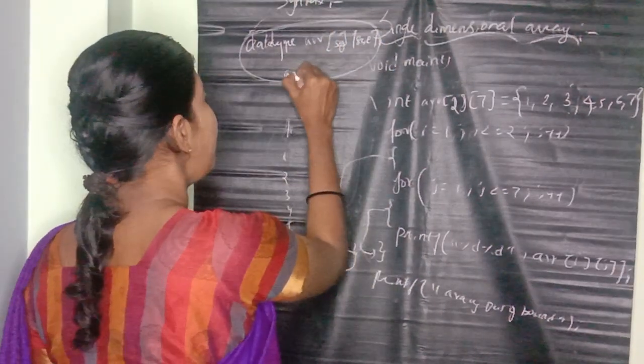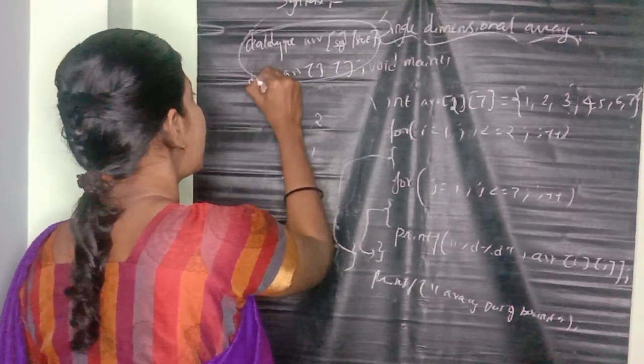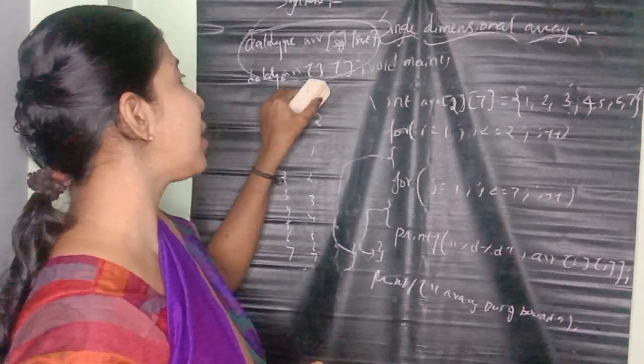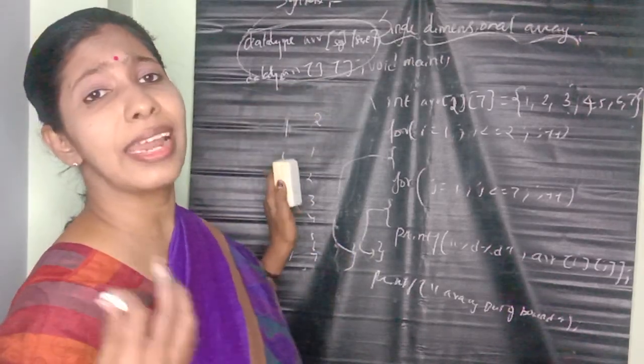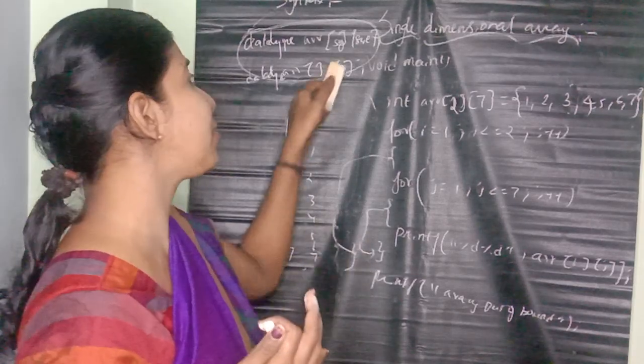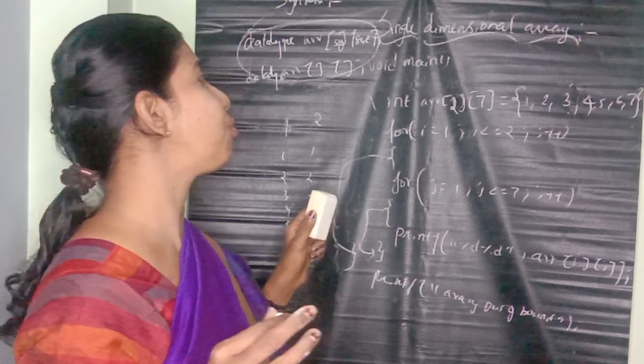That is data type, array name, of size, or blank. You can also specify blank. Data type, array name, of blank. Blank means what happened? Unlimited space. That is, the elements will be unlimited. If you leave it as blank, it is unlimited. If you specify the size, means within the size only you can specify the list of elements. Okay, make a note of it.